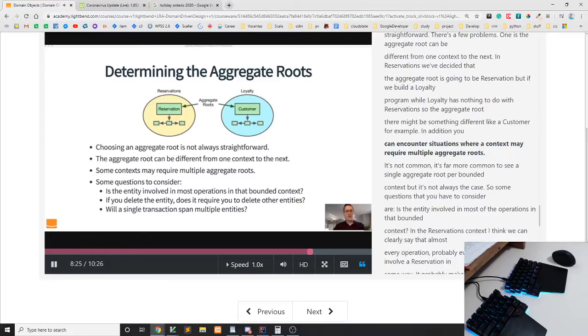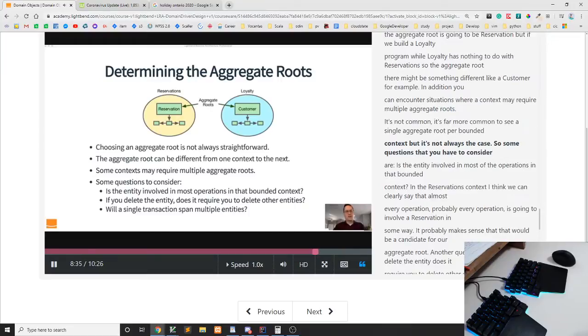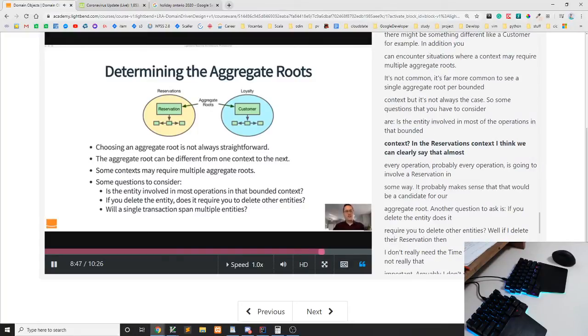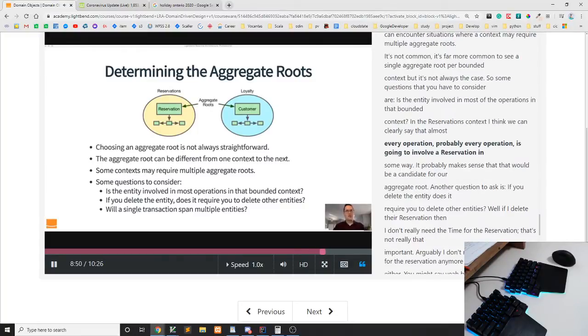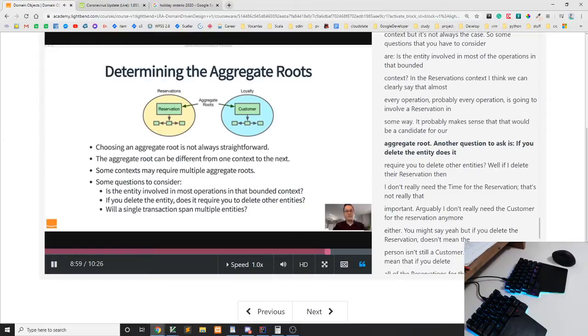In addition, you can encounter situations where a context may require multiple aggregate roots. It's not common. It's far more common to see a single aggregate root per bounded context, but it's not always the case. So some questions that you have to consider are, is the entity involved in most of the operations in that bounded context? In the reservations context, I think we can clearly say that almost every operation, probably every operation, is going to involve a reservation in some way. So it probably makes sense that that would be a candidate for our aggregate root.